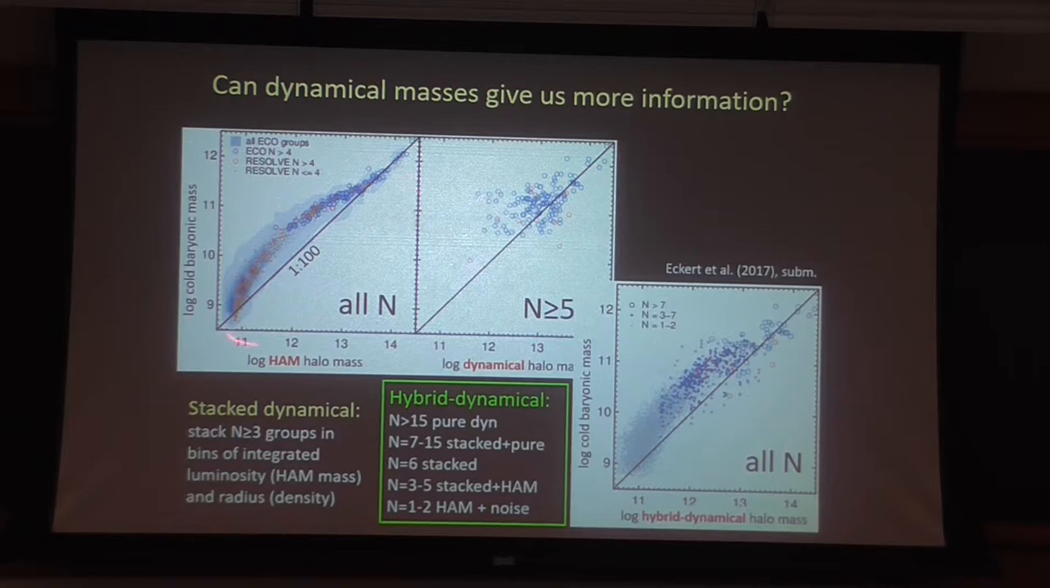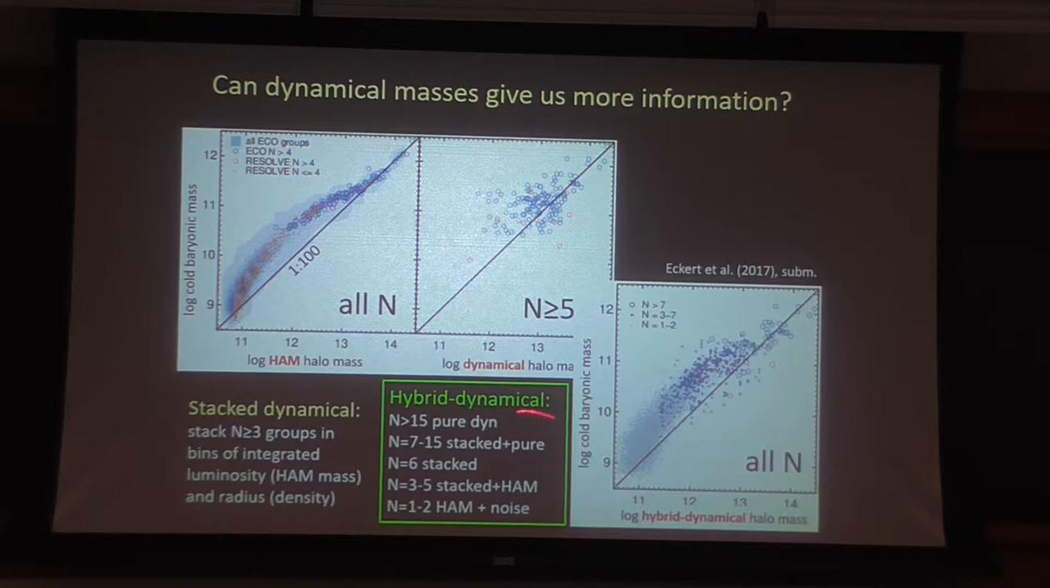But still, here's the original plot I showed you. This was with HAM halo mass versus cold baryonic mass. And here's dynamical halo mass, where you need at least five things. And even with five things, you're kind of feeling a little bit iffy about the process, right? So we're losing most of our sample. That kind of stinks, right? So that's not ideal. And we're also losing the narrow group regime, right? So that's pretty stinky. So what we worked on was what we call a hybrid dynamical approach.